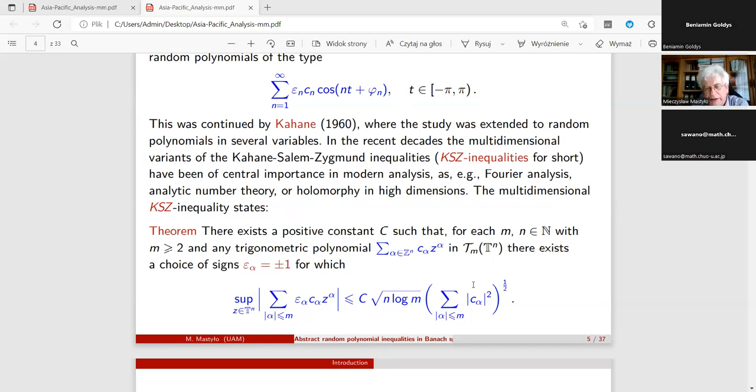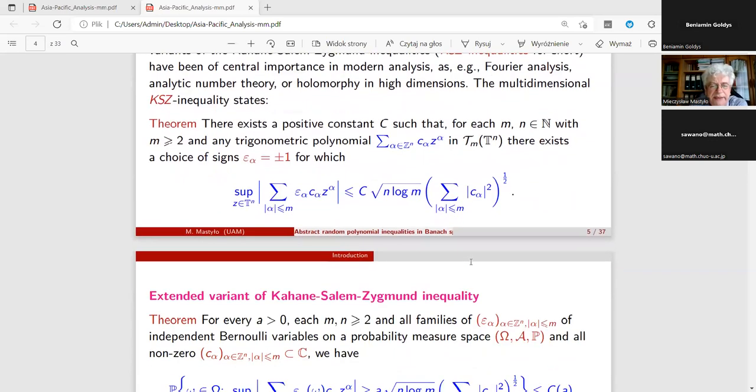expression on the right. You see here, this is the Hilbert norm of the coefficients, and here appears a constant depending on the dimension of the torus and the degree of the polynomial. So this was extended.